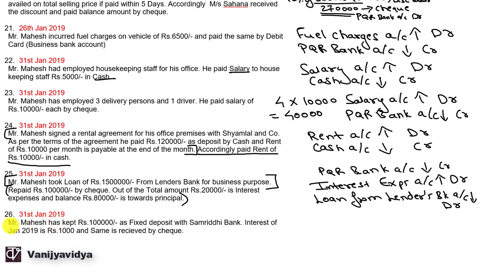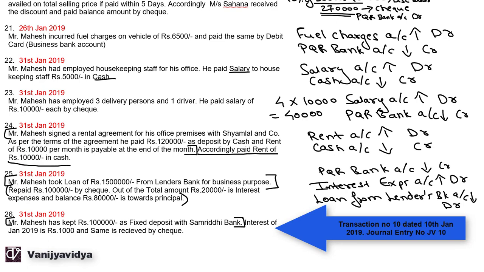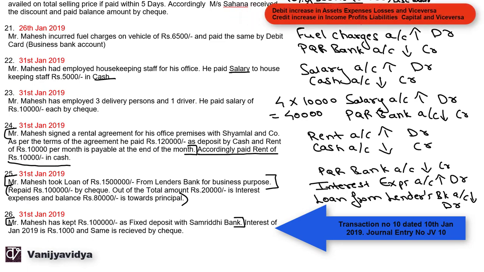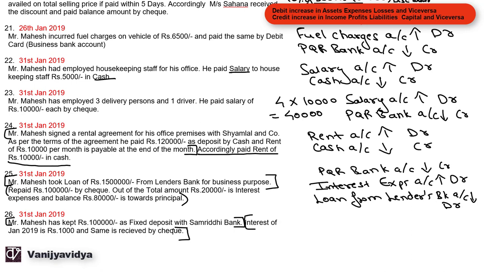31st Jan 2019. Mr. Mahesh has kept rupees 1 lakh as fixed deposit with Samriddhi Bank. Interest of Jan 2019 is rupees 1000 and the same is received by check. Now in this transaction, Mr. Mahesh has kept 1 lakh deposit with the Samriddhi Bank. This we have already recorded a journal entry for earlier. Now we have to record a journal entry for the interest of Jan 2019 received by check.